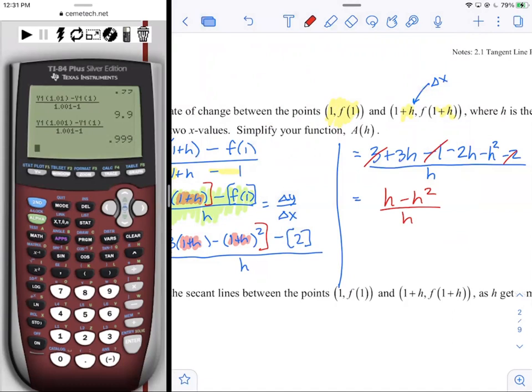Now notice what happens if we let h be 0. Algebraically, what do we get? We get 0 over 0, don't we? If h is 0 and we plug it in here, we get 0 over 0. We should expect that because remember, h is the span between the first point and the second point. And if we let h equal 0, we no longer have 2 points, do we? We're back to the tangent line problem. We're back to 1 point.